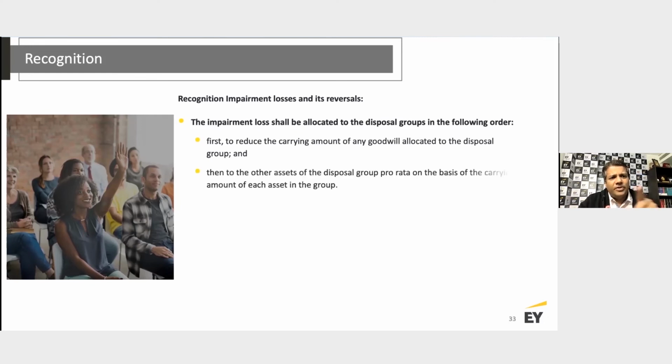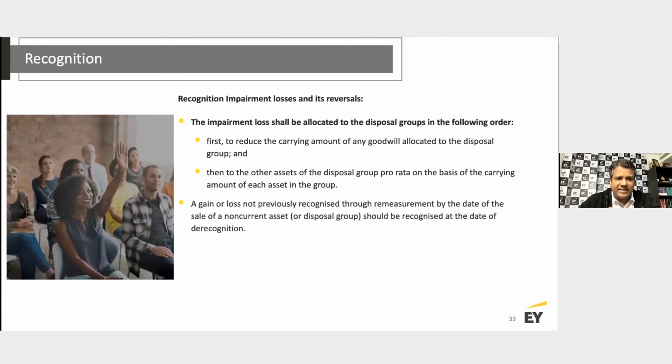Okay, so first, reduce the carrying amount of goodwill allocated to the disposal group and then the other assets of the disposal group pro rata on the basis of the carrying amount of each asset in the group. Now, a gain or loss not previously recognized through remeasurement by the date of the sale of a non-current asset should be recognized at the date of derecognition. So when you're derecognizing, of course, if you're making money, then you should record it.